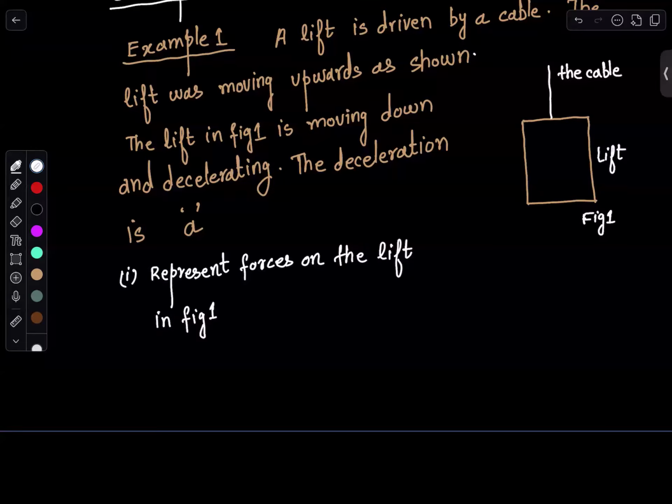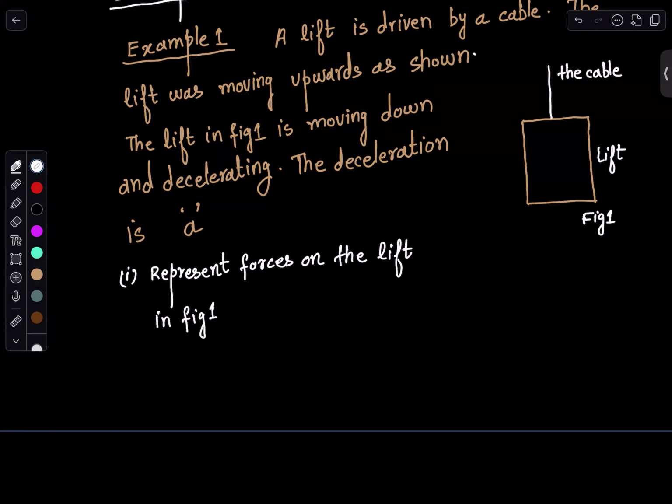Mustafa, how many forces are there? Two forces. Name them. Name the forces. Can you name the forces? Anyone, any student, can you name the forces?